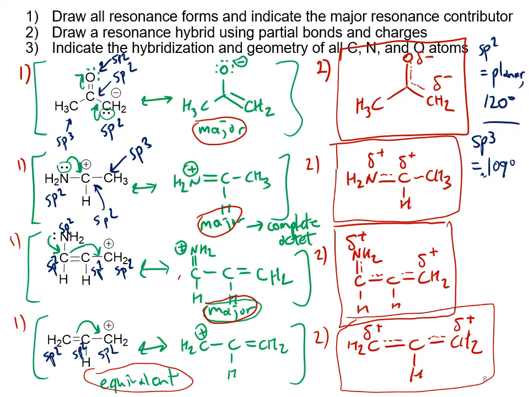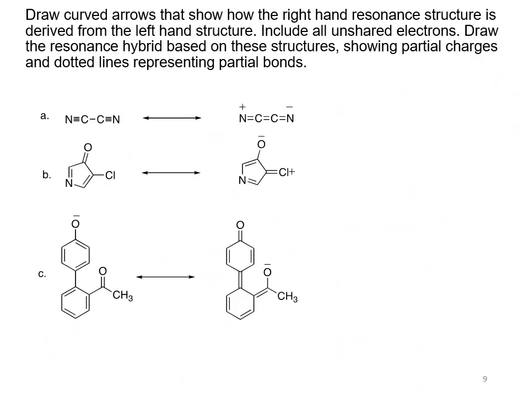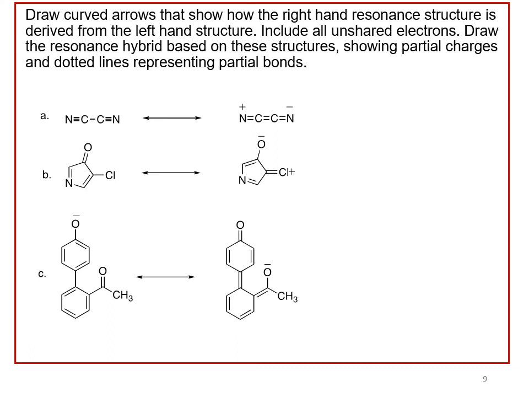Okay, so here's a practice problem for you: show how these two resonance structures are converted one from the other using electron arrows, and then draw a resonance hybrid. And you should further consider hybridization. If you'd like, that'd be a good thing to think about as well.